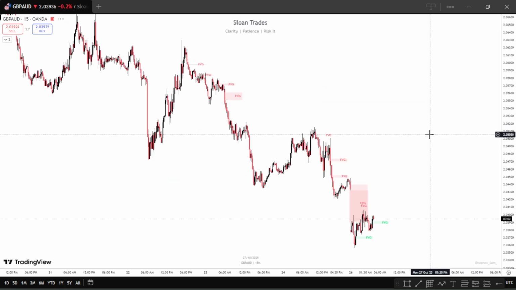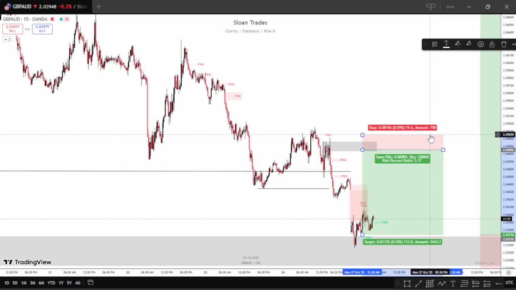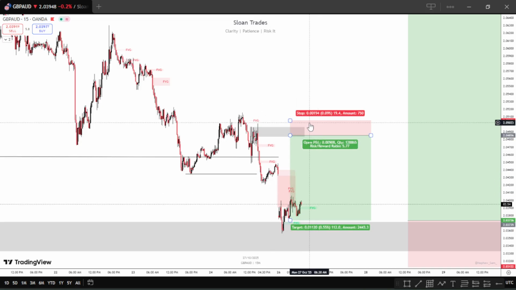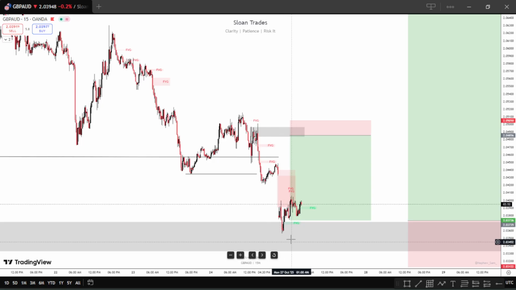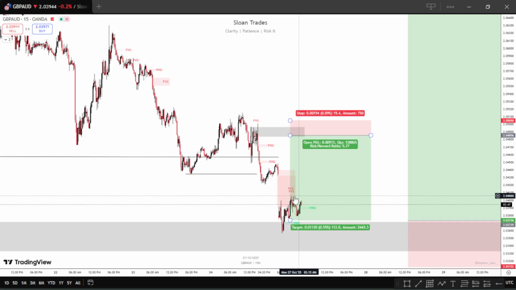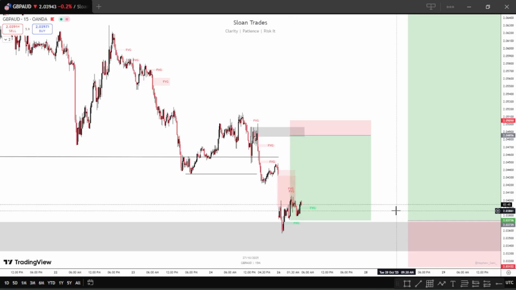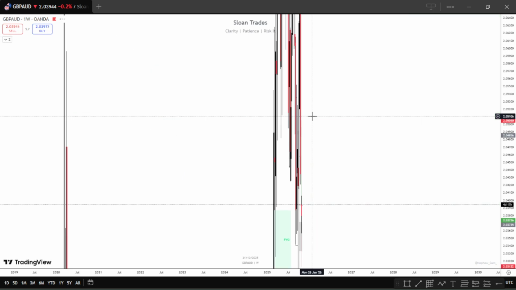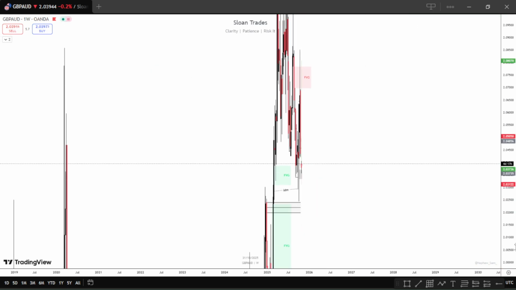So the next pair is GBP AUD. GBP AUD, because of the gap and everything, I might not really look into sales anymore because it has also mitigated my entry for buy. So I'll just wait for confirmation on this particular trade to swing trade on GBP AUD. But notwithstanding, let's still run a top-down analysis.